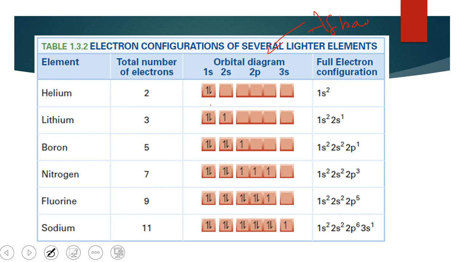Lithium has 3. We're in the second period now, so we have the first shell and the second shell. So we pair up the first shell and then move into the second shell. Boron moves along. By the time we get to nitrogen, now we have 2 in our first shell, 2 in the first subshell, which are paired up. Now we've got 3, so 1 into each orbital in order to keep them unpaired.